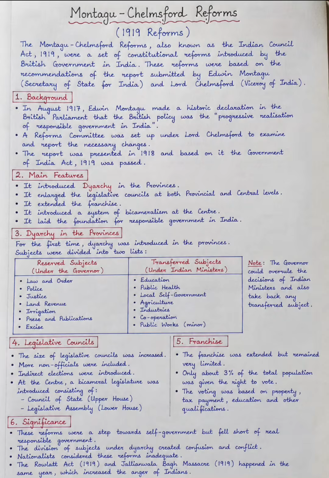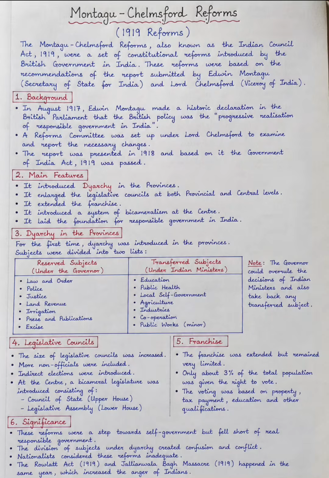2. Main features. It introduced diarchy in the provinces. It enlarged the legislative councils at both provincial and central levels. It extended the franchise. It introduced a system of bicameralism at the center. It laid the foundation for responsible government in India.